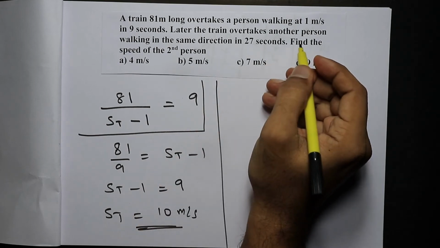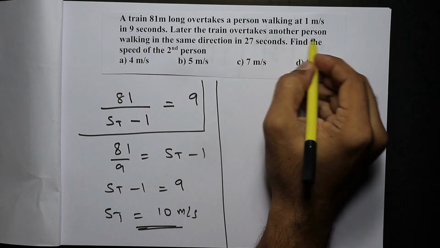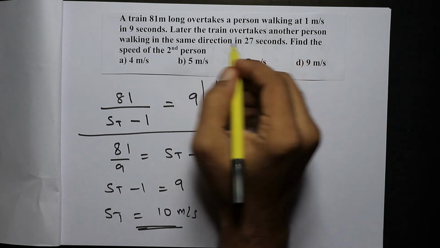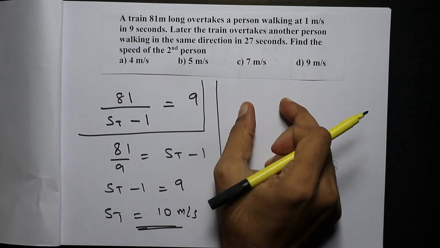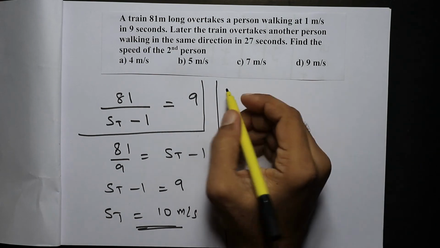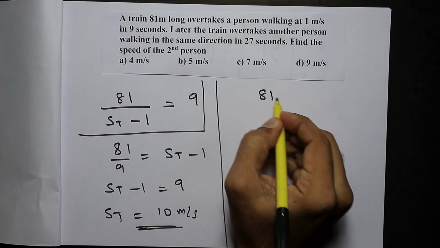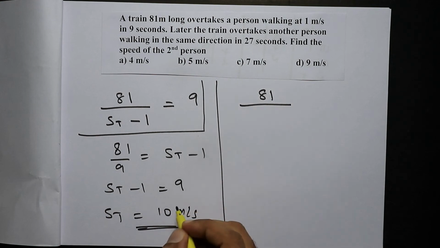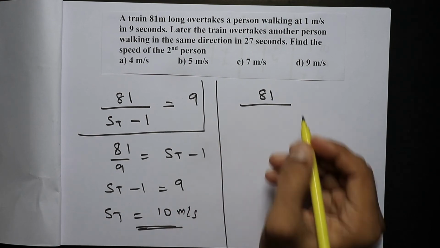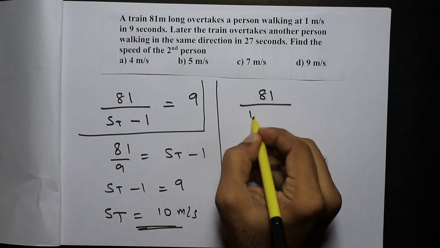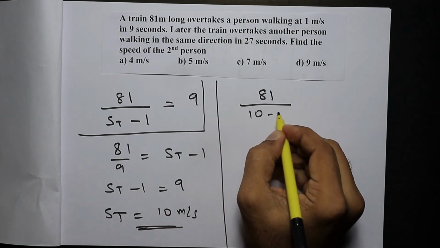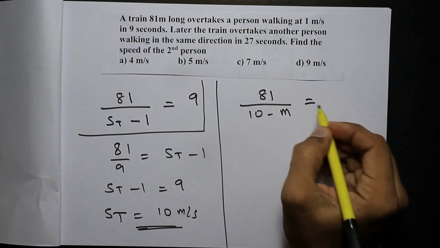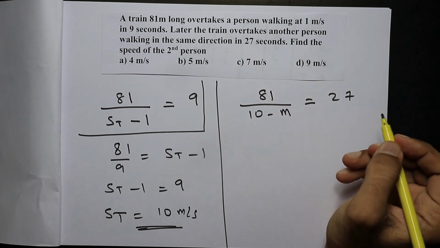Now let us form the next equation. Later the train overtakes another person walking in the same direction in 27 seconds. For the train to overtake that person, the length of the train has to be covered, so the distance to be moved is 81 meters. They are both moving in the same direction, so that will be speed of the train minus speed of that person. Speed of the train is 10 meters per second minus that person's speed, I'll take it as m. Distance by relative speed gives you time, and that time is 27 seconds.